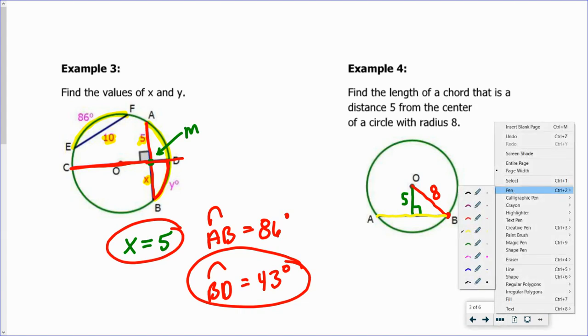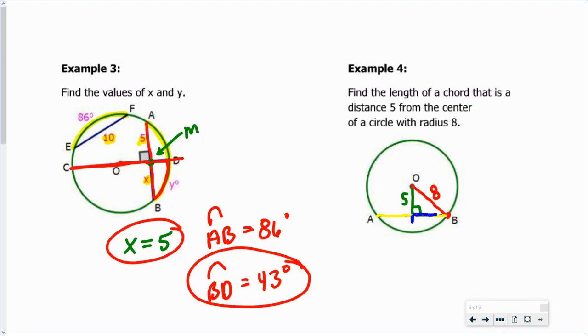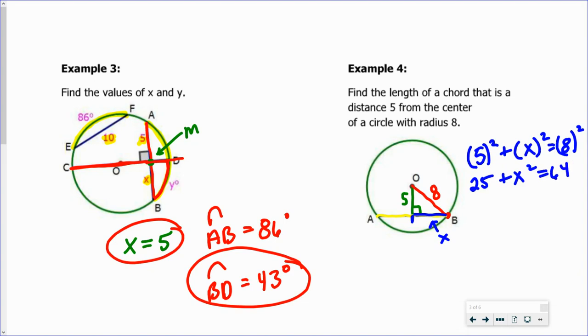So what I'm going to do is find this length in blue right here, and then just double it, and we'll be able to find the length of segment AB. So I'm going to apply the Pythagorean theorem here. 5 squared, plus X squared, I'll just call this X for now, equals 8 squared. That gives us 25 plus X squared equals 64. We'll subtract 25 from both sides. We're going to get X squared equals 39. And we'll take the square root of both sides, and we're going to get X equals the square root of 39. Now, I don't think 39 has any perfect square factors. So again, to find the length of AB, we're just going to have to double the value of X. So that's going to give us 2 root 39.